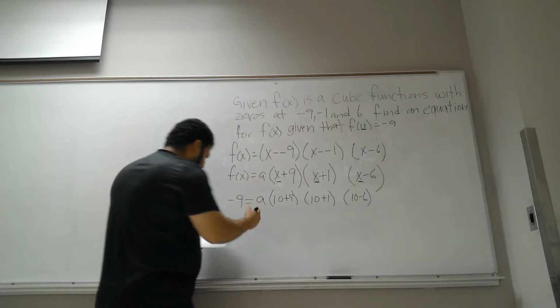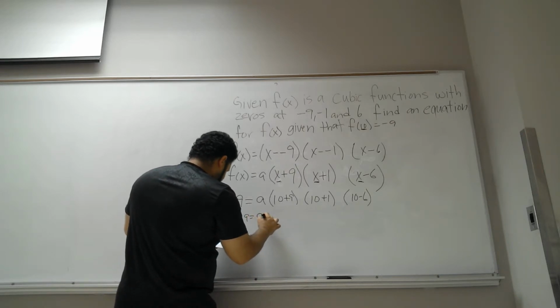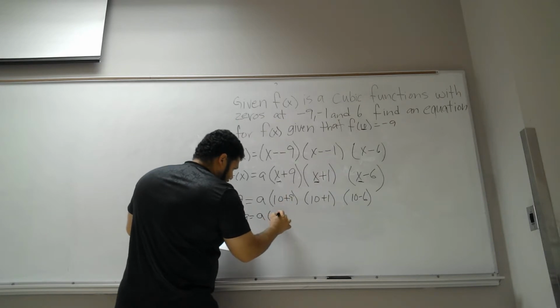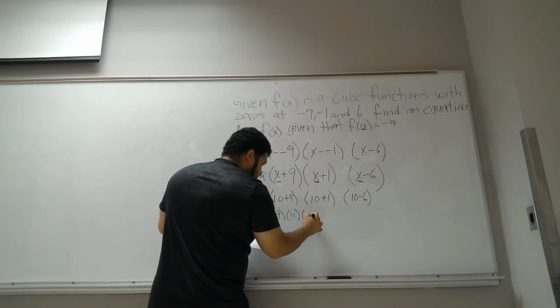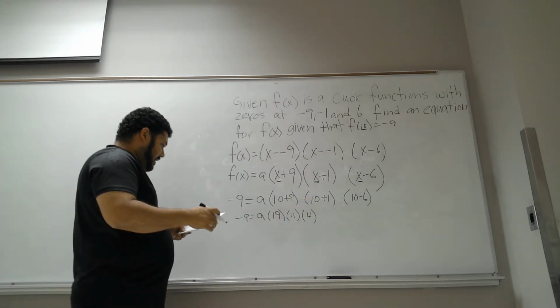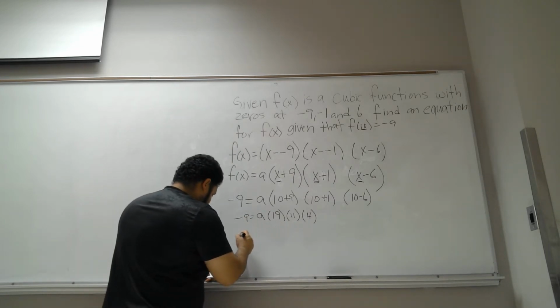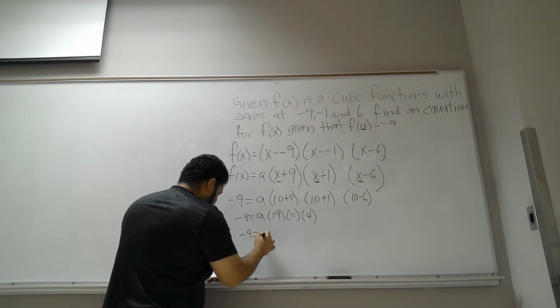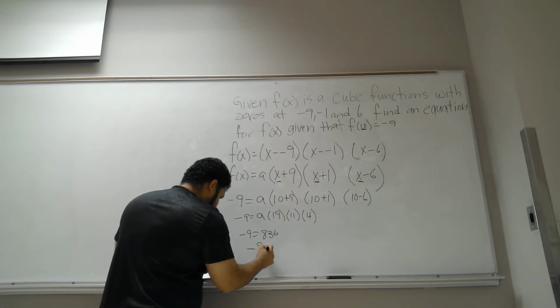And that will lead us to the next step, which is negative 9 equals a times 19 times 11 times 4. Then all this right here will give us negative 9 equals a times 836.